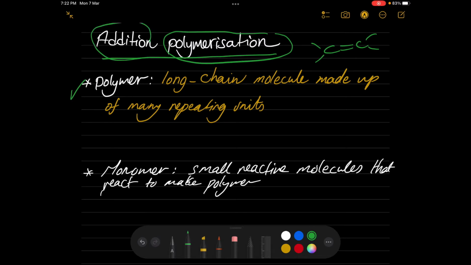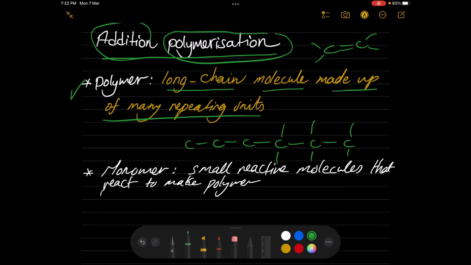So the first definition for polymer, and you have to understand it, is a long chain molecule made up of many repeating units. So suppose that I'm giving you a repeating chain like C and C and C and C, and all of these contain hydrogen atoms. So we can say this is a polymer in this case because it consists of many repeating units. So this is a polymer.